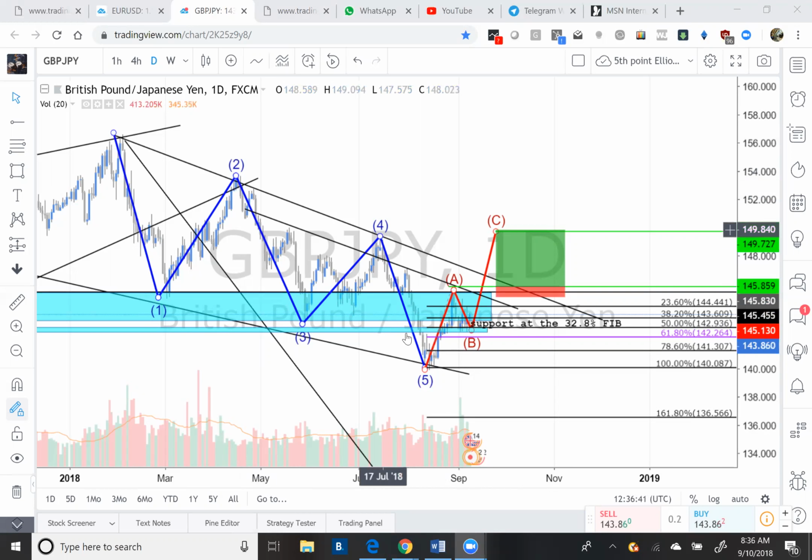All right, so that's about it on the GBPJPY. I will be doing more recordings. Just give me a second. Let me pause so I can present more trade setup to you.